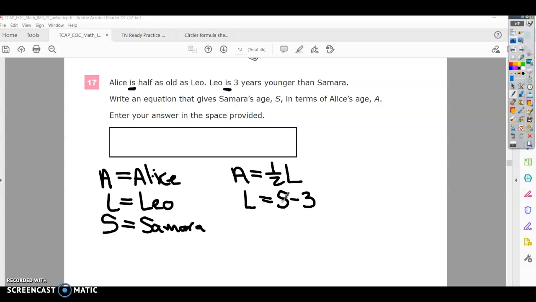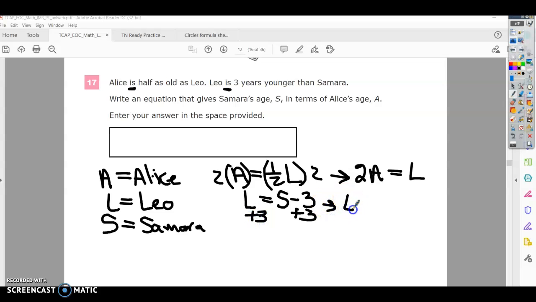All right, so the first thing we need to do is let's solve for L. I'm going to multiply both sides by 2. So this is equivalent to 2A equals Leo's age. And then down here, let's solve for Samara's age. So we're going to add 3 to both sides. That's equivalent to L plus 3 equals S.